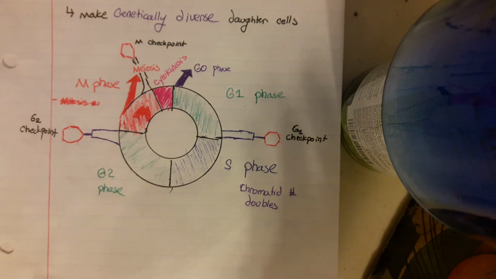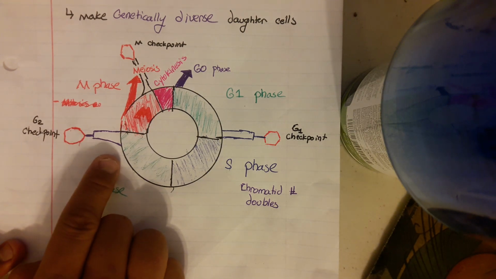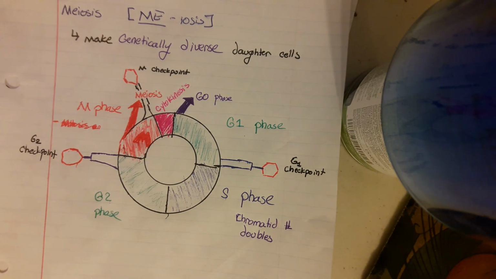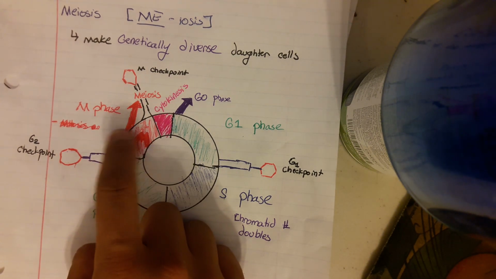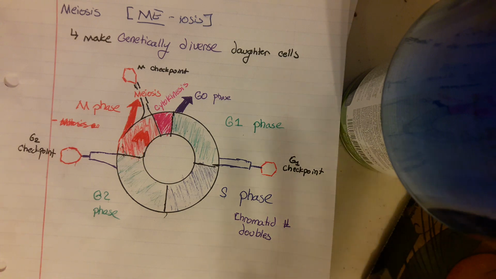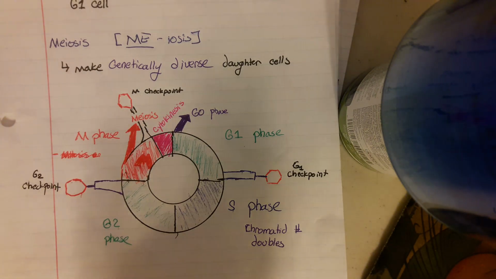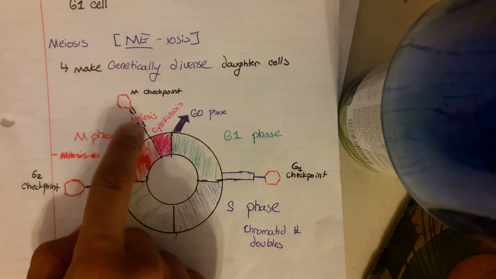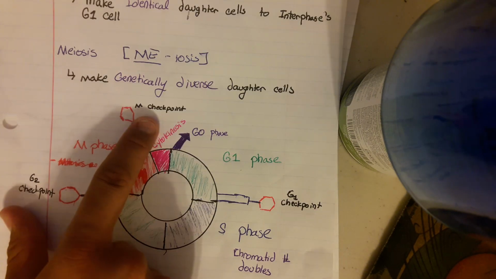G2 phase is more growth. There's a checkpoint here, and here you enter M phase. M phase is very important for our purposes as well. This is where mitosis happens, and meiosis is technically not considered part of M phase. It's kind of tricky. It's sort of an offshoot of M phase, and we'll talk about the differences and where they come up. And then notice that there's this other checkpoint called the M checkpoint there.